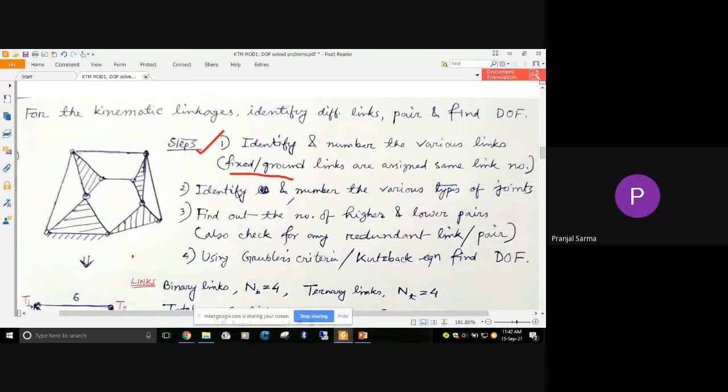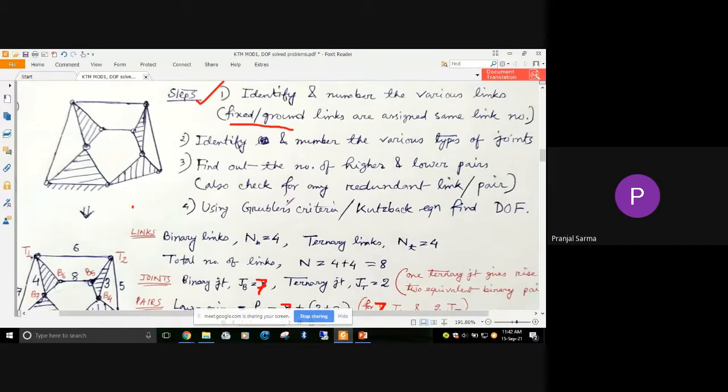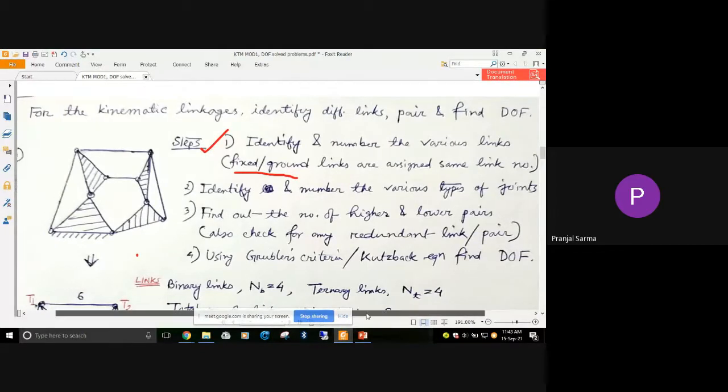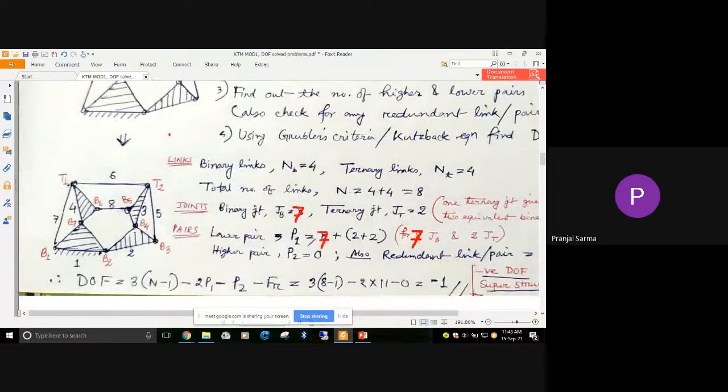Find out the number of higher and lower pairs. Also check if there is any kind of redundancy or redundant pair, and use Grubler's criterion or Kutzbach equation to find out the degree of freedom. So immediately once you get this kind of question, you have to draw that particular figure, and in the figure you should number the links. So we are drawing that particular figure.